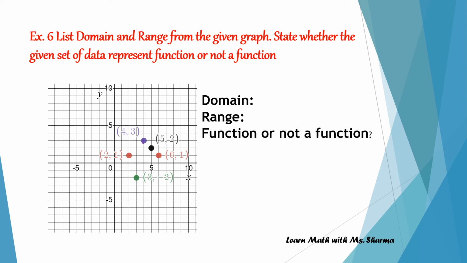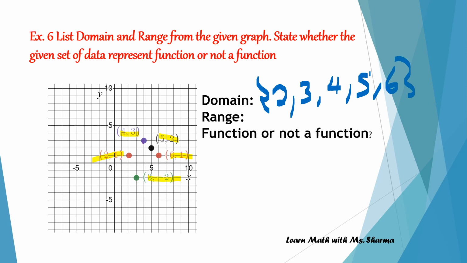List domain and range from the given graph. State whether the given graph represents a function or not a function. Our domain are the x values. We write from smallest to largest. If you look at the graph, these are our points. The first numbers are the domain. So for the domain, we have 2, 3, 4, 5 and 6.